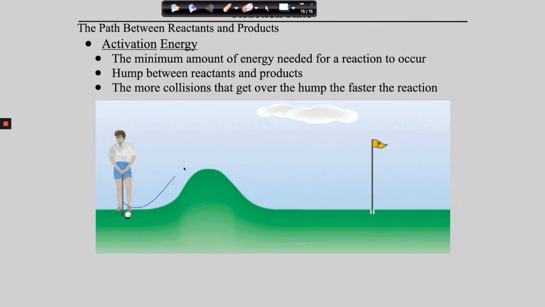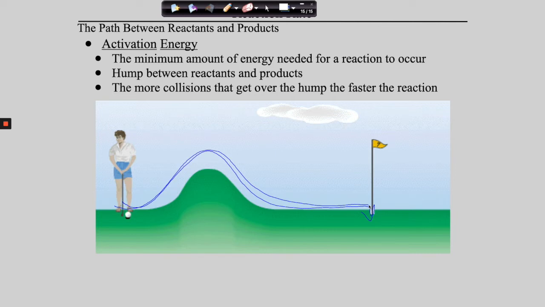Imagine that we have one collision that's really hard and it goes over the hump and into the cup. Then we go and grab lunch and come back an hour later and hit another ball over the hump really hard, and it goes in the cup. Now understand, guys, we're putting every single collision in the cup, but the reaction still isn't fast because we went to lunch in between hits.